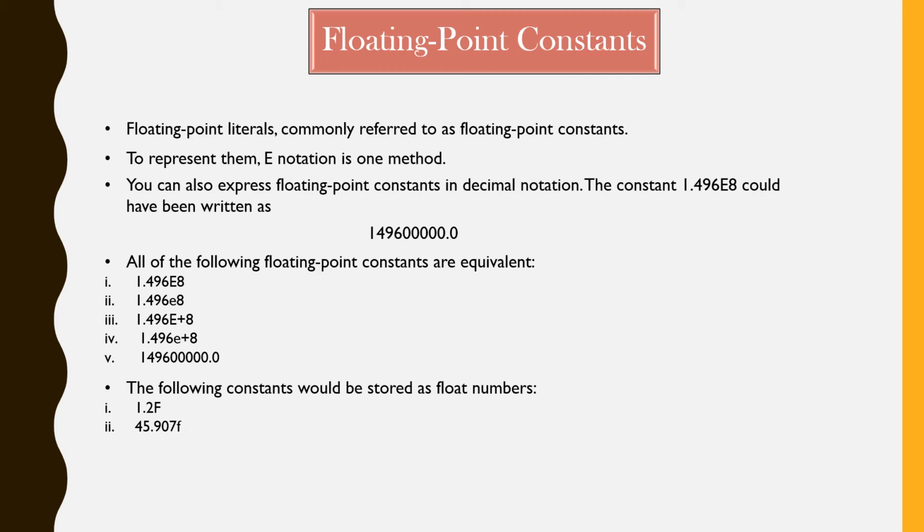Because floating point constants are normally stored in memory as doubles, some compilers issue a warning message when you assign a floating point constant to a float variable. For example, if num is a float, the following statement might cause the compiler to generate a warning message. You can suppress the warning message by appending the f suffix to the floating point constant as shown here.